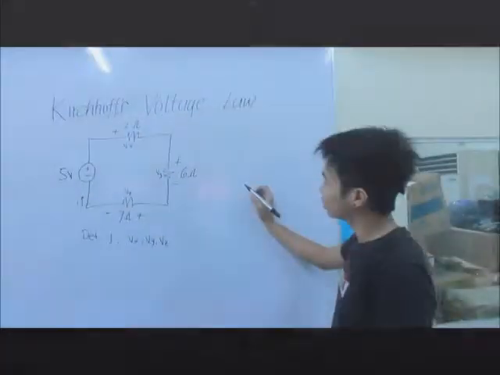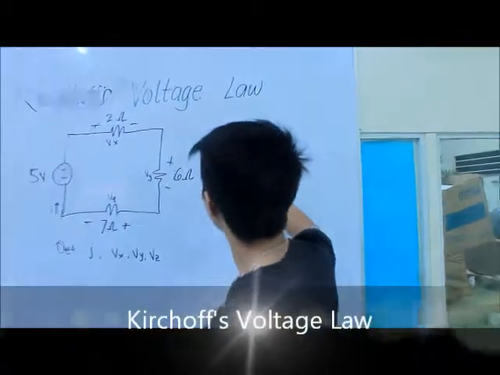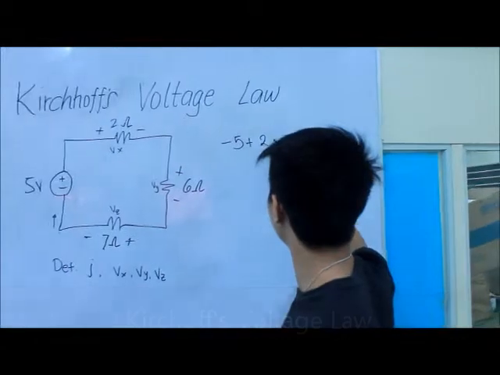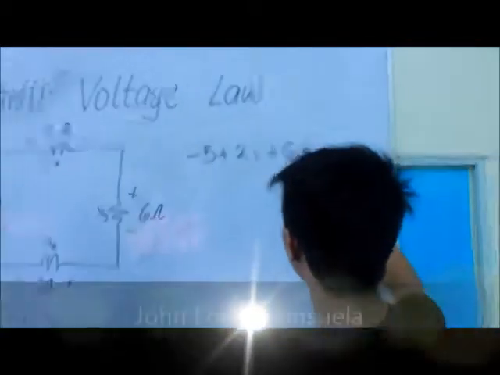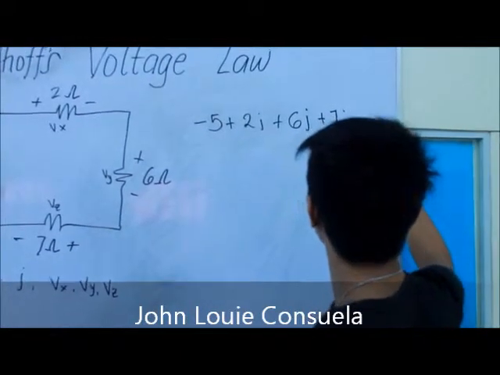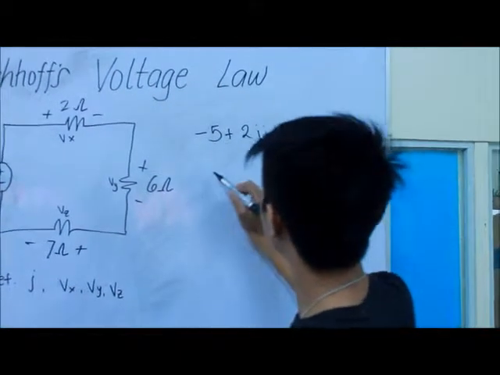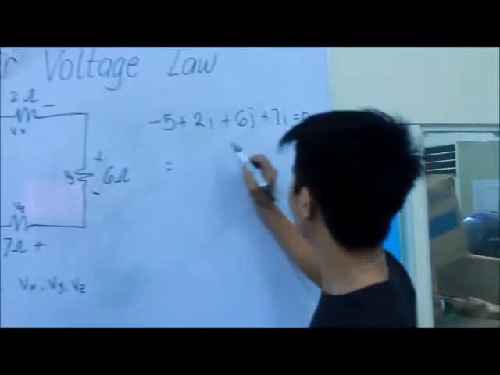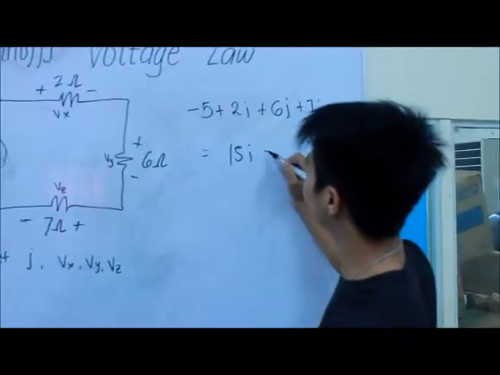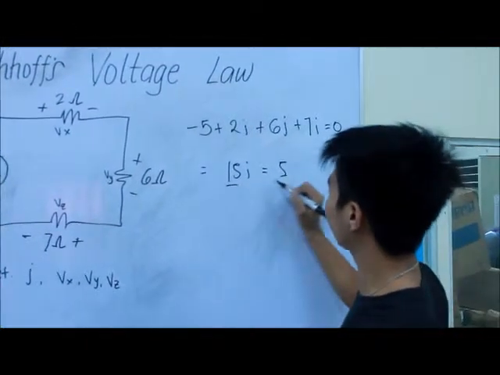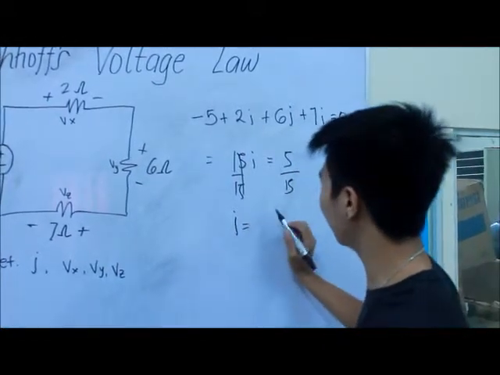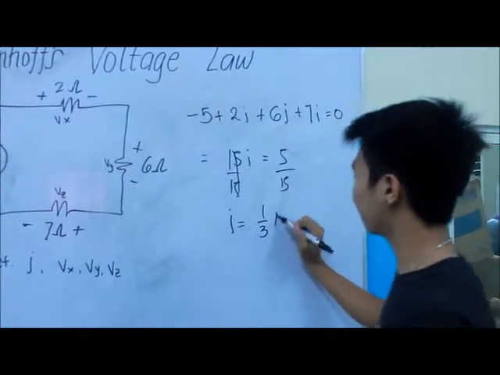Solving this, we can get the equation negative 5 plus 2i plus 6i plus 7i is equal to 0. You can get 15i is equal to 5, so I is equal to 1/3 ampere.